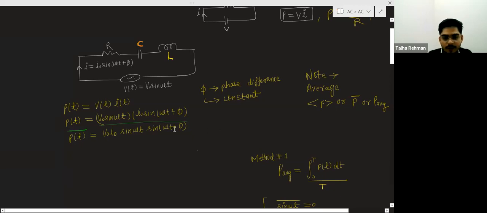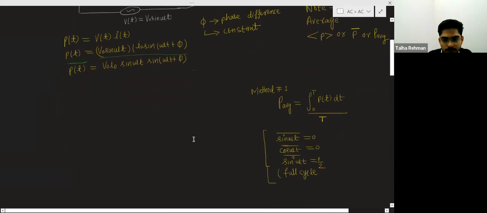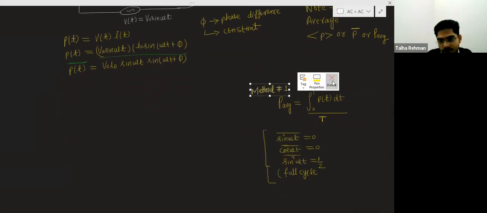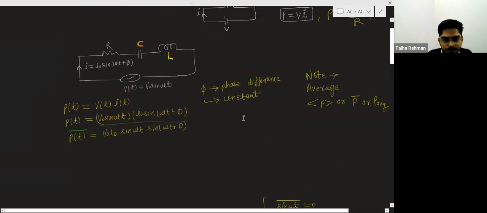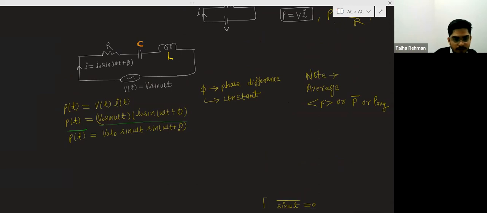Okay, now this thing I will tell you later. So I am taking the bar. Here is also the bar, on this whole V naught I naught sine omega t, like this. Now see.